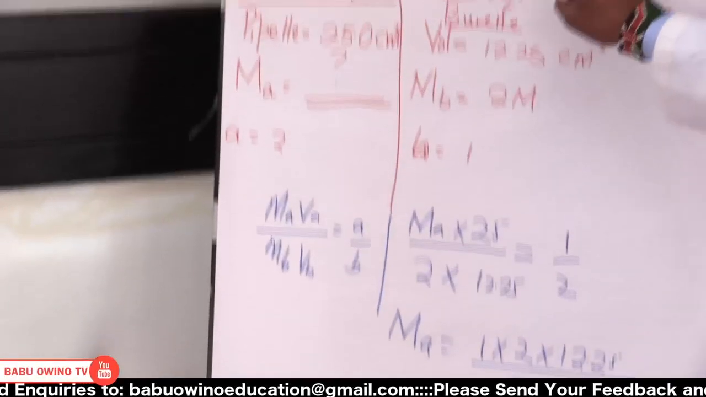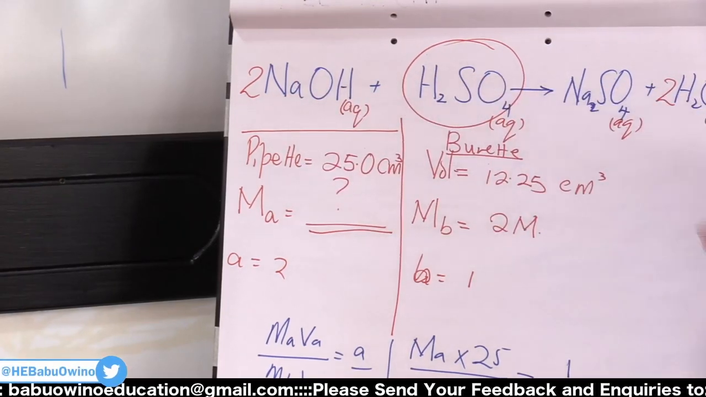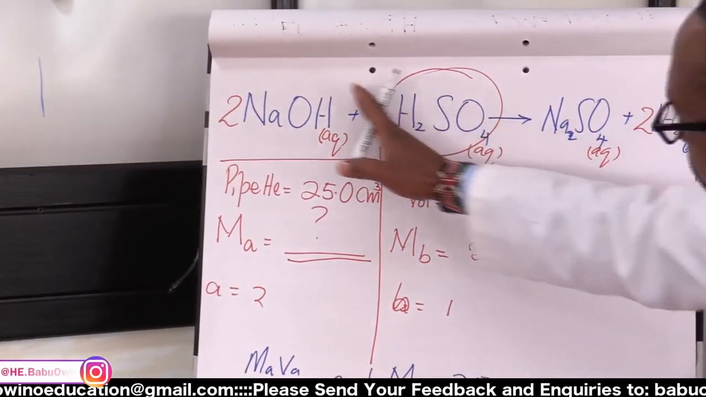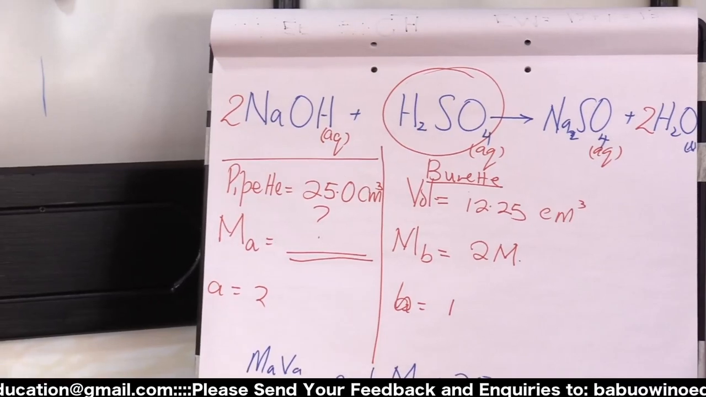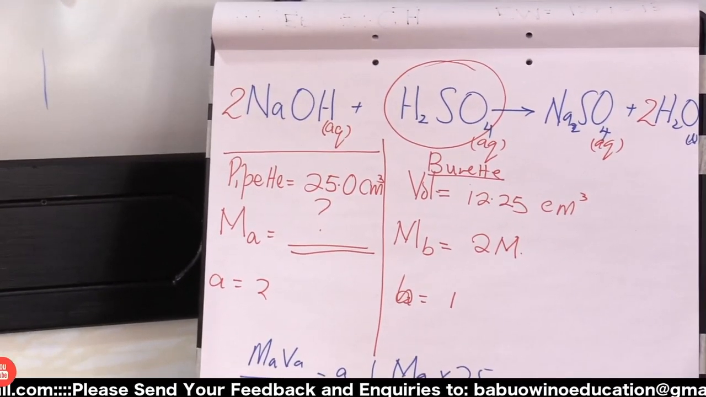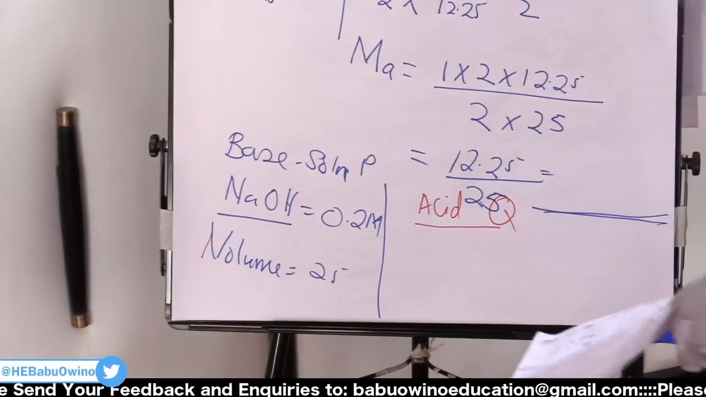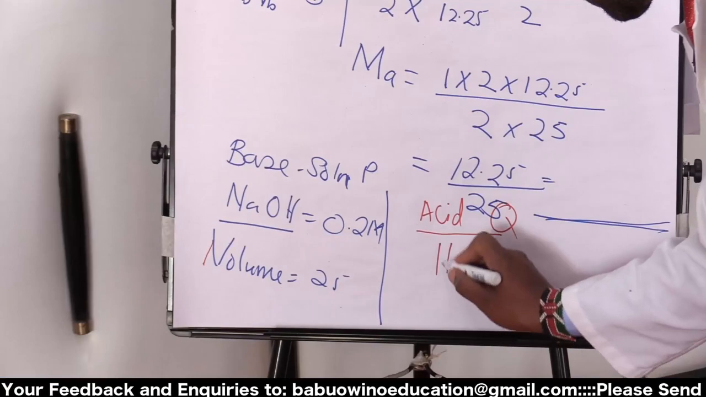I just want to show you how the examiner will play around with your brains and confuse you. But it is very simple. I may choose not to give you the acid. So I tell you this acid is solution Q. Solution Q is prepared from the acid. So this dibasic acid.